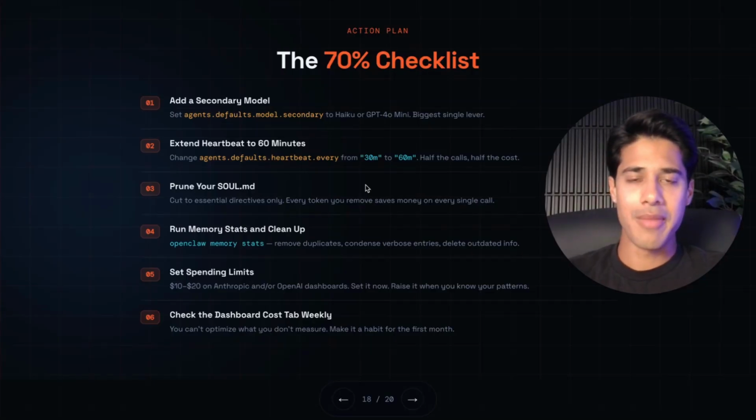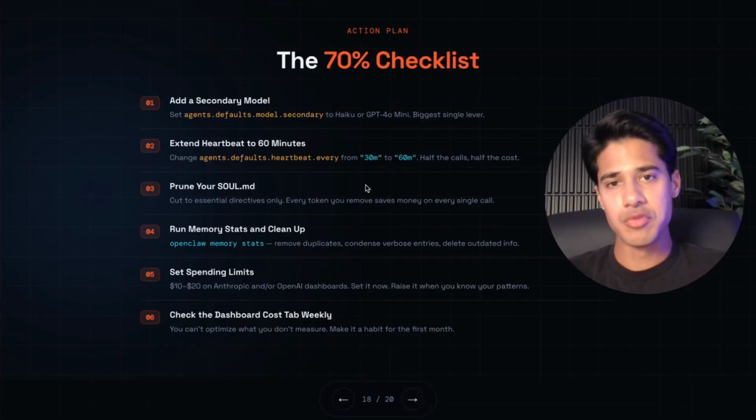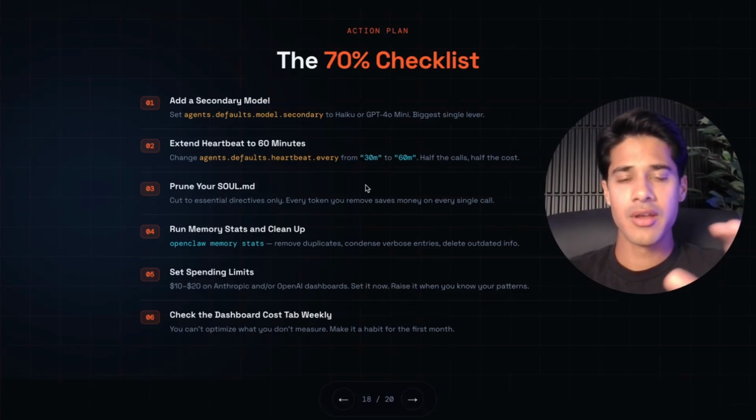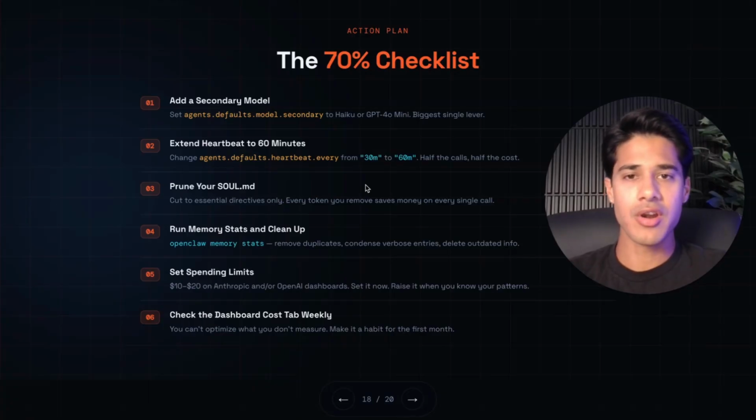Fourth, you want to run OpenClaw memory stats and cleanup. Remove those duplicates, condense your verbose entries, and delete that outdated information. Fifth, you want to set spending limits on your API provider, $10 to $20 to start. Raise it when you understand the patterns. Sixth, you want to use the dashboard cost tab and check it weekly. Knowledge is power here. You can't optimize what you don't measure.